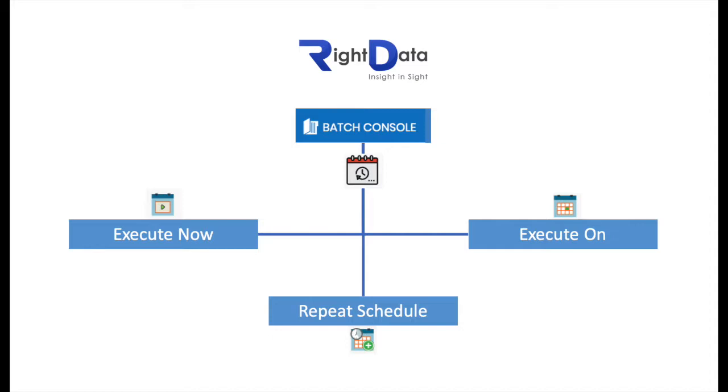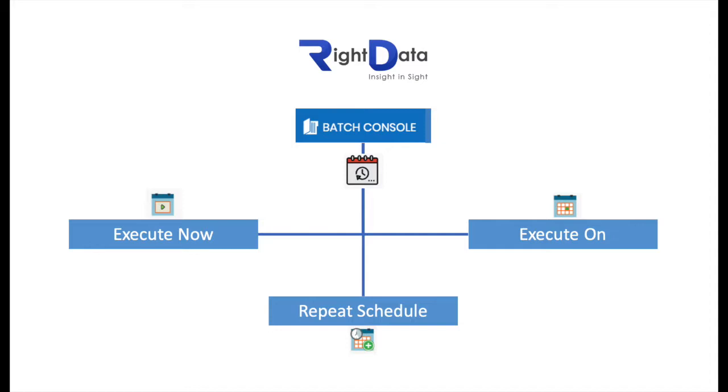The three types of scheduling options are execute now, execute on, and repeat schedule. Execute now is used for ad hoc execute of the job. Execute on is used for one-time execution of the job on a defined schedule. Repeat schedule option is used to define a repeated scheduled execution of the job. For example, you can schedule a job to run every weekday at 4 a.m.